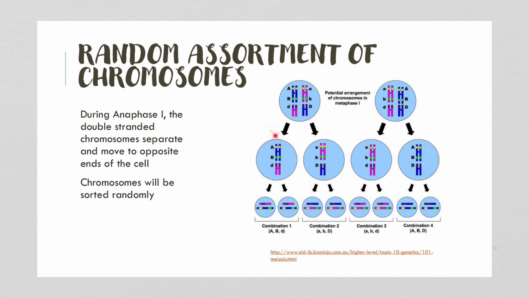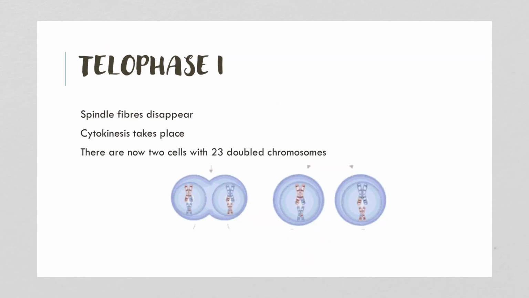So you can see that happening here in each of these. So this is meiosis 1, and this is meiosis 2. We're going to talk about that later. So then in telophase 1, the spindle fibers disappear. Cytokinesis takes place and you end up with 2 cells with 23 doubled chromosomes. We still need to split those doubled chromosomes through this next step of meiosis.